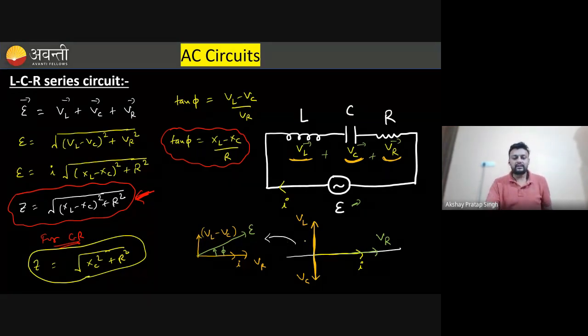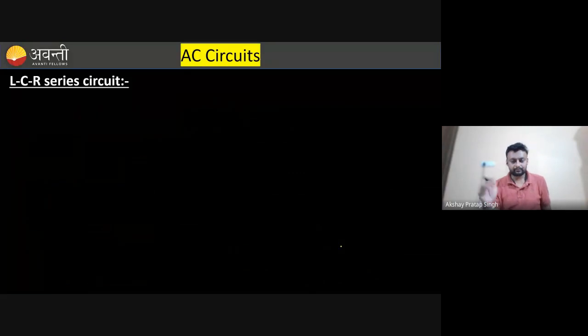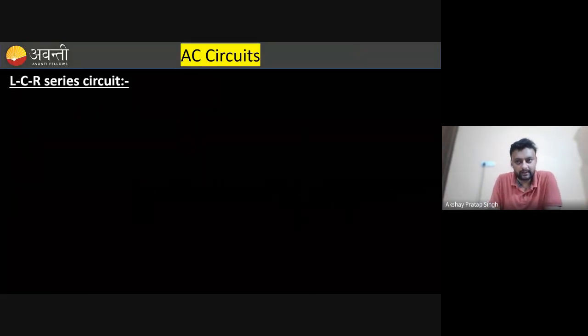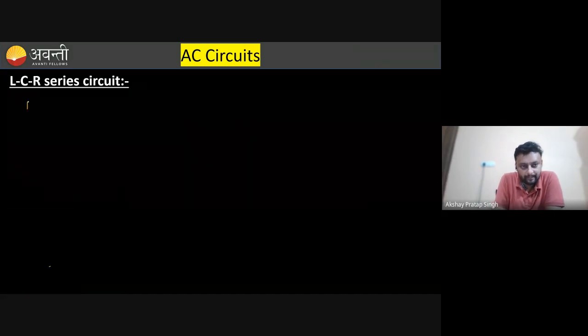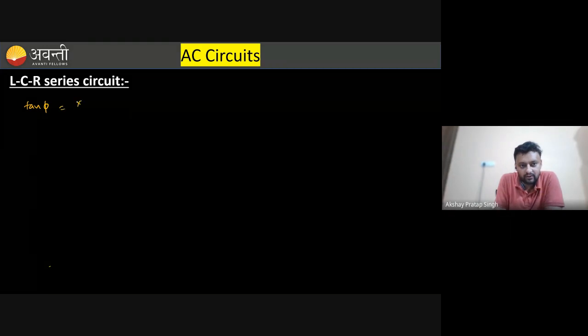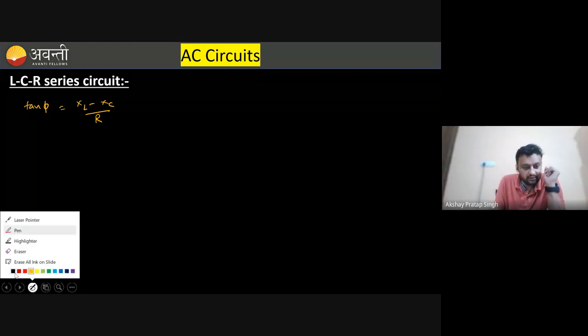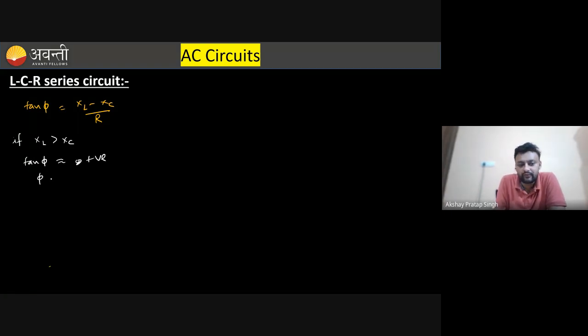Now, one more important thing that we will discuss here for the LCR circuit. Look at that. We got the formula of tan phi. Tan phi is equal to XL minus XC by R. Clear? Now, first case: if XL is greater than XC, then can you see that tan phi is positive, or you can say phi is positive?